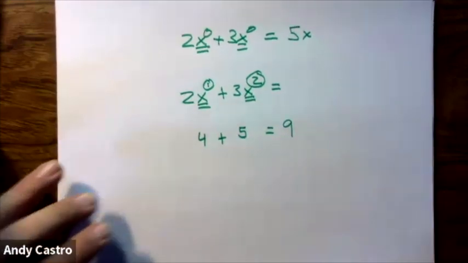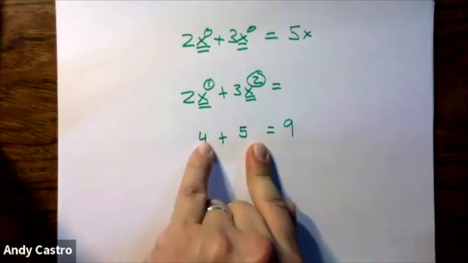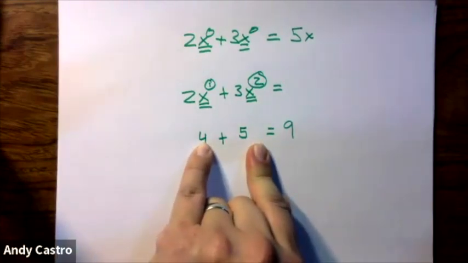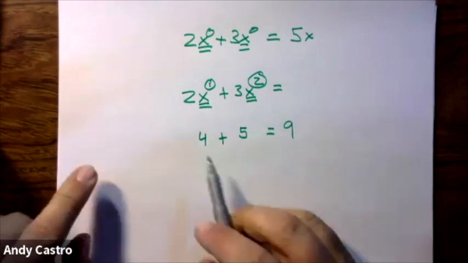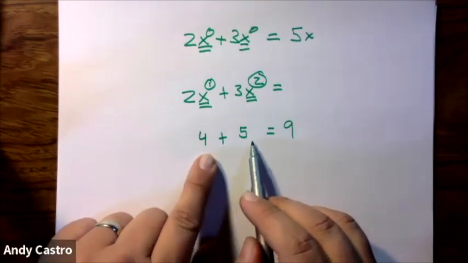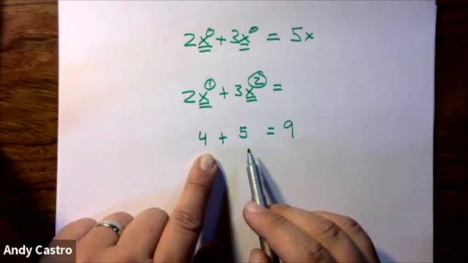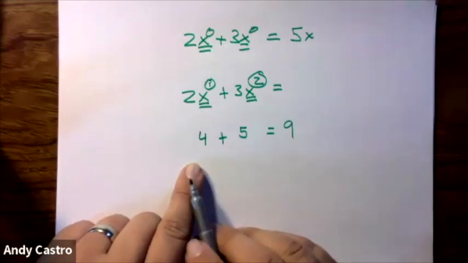Okay, and for the person that said no, you're thinking, how are those like terms? They don't have the same variable. Yes, they do. They both have no variable. Since they both have no variable, that means they have the same variable, and they also have no exponent on that variable. So that can be combined.